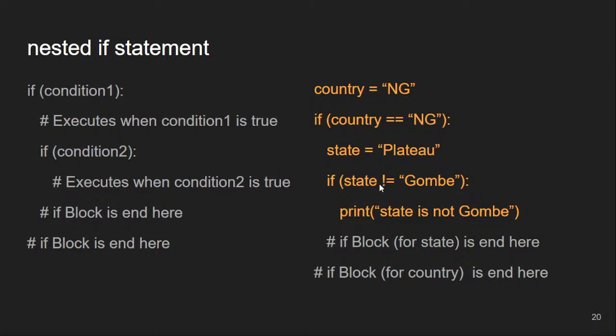Okay. So sometimes in your code, you may, for example, want to check if a variable is a certain country. Then you want to check for the state and so on. So there are certain times that you may have nested if. All right. So that is fine if you have nested if statements. And the nesting can go beyond 2 steps. It can be as many as you need.